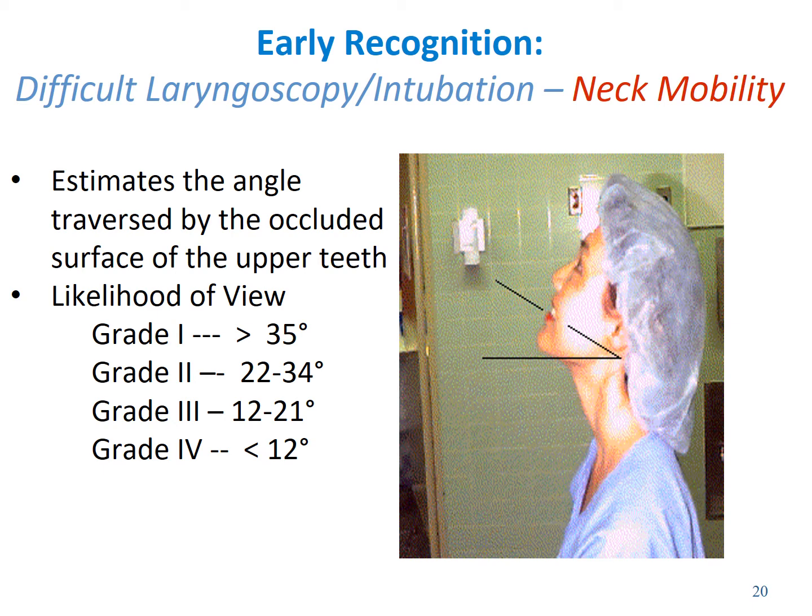If you have more than a 35-degree angle, the likelihood of you having a grade 1 view and easy intubation is quite good. If you have a smaller angle, 22 to 34, it's a grade 2 view, so still not too bad. But if you get below 20 degrees and lower, this is where you get into the grade 3 and 4 view, which is going to make it really tough for you to be able to see the vocal cords, even if you're able to get that blade in. Again, because we can't align that oral axis with the other 2 axes in order to be able to see anything.